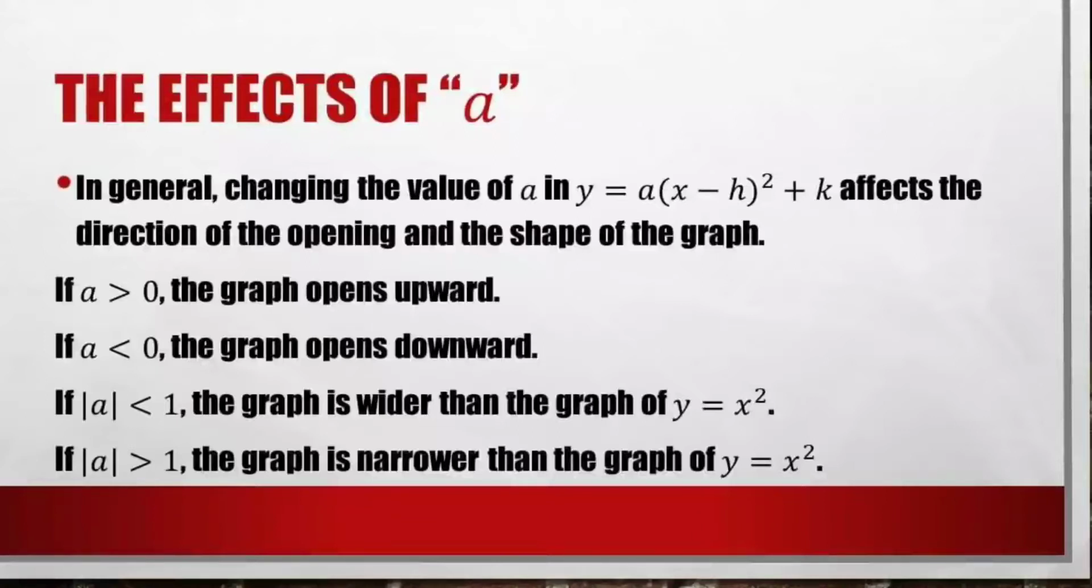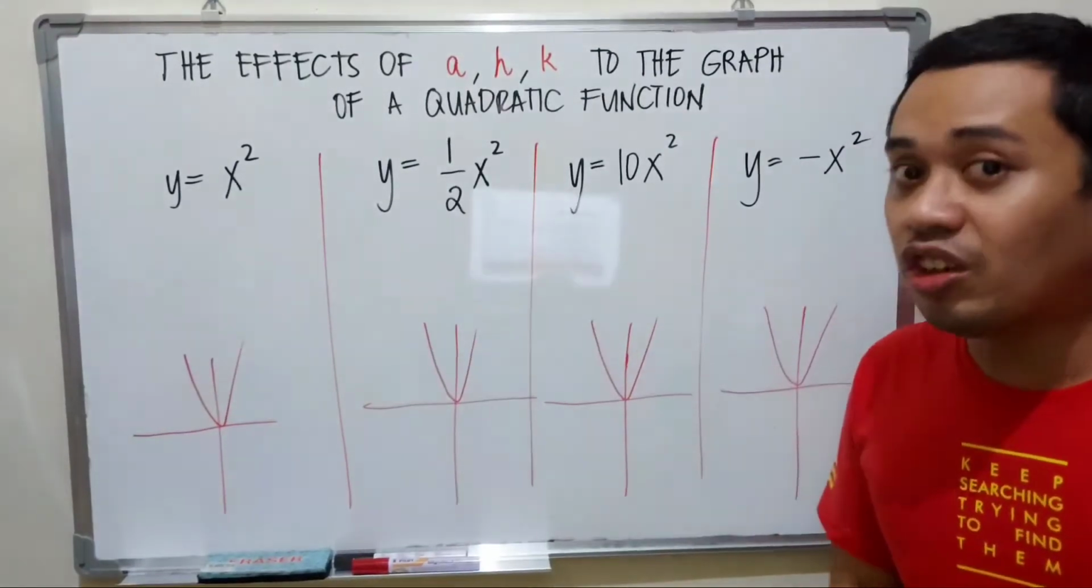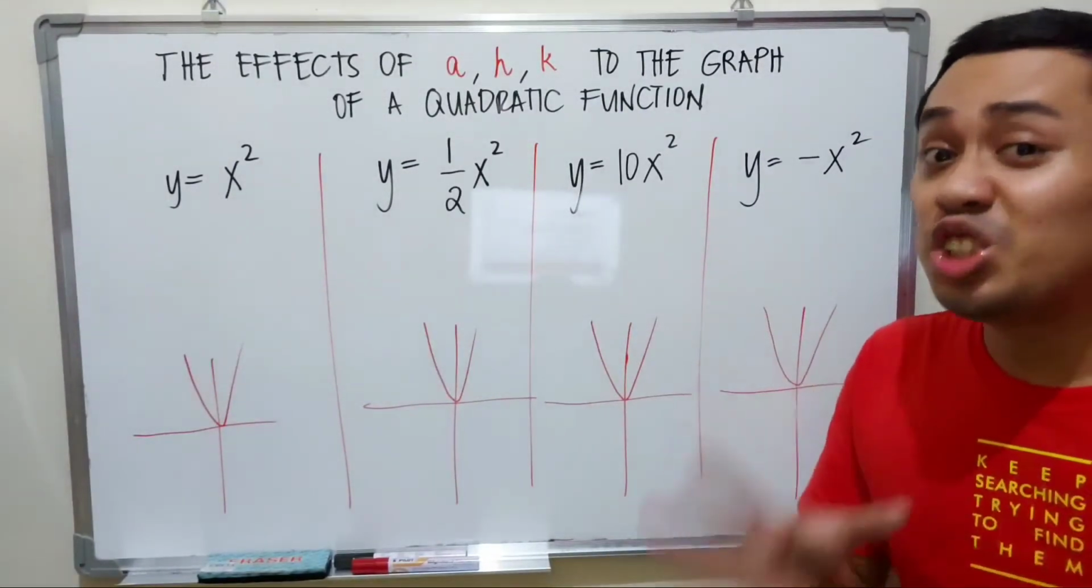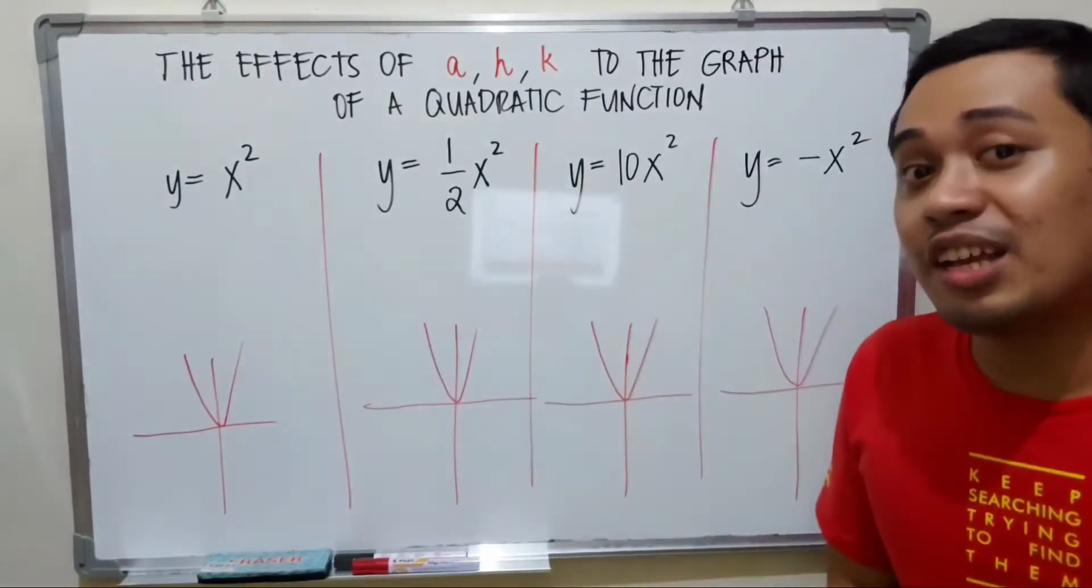If the absolute value of a is less than 1, or should we say fractions, the graph is wider than the graph of the original y is equal to x squared. If the absolute value of a is greater than 1, then the graph is narrower than the graph of the original y is equal to x squared. So yun na nga guys, kung meron tayong changing values of a sa ating equation, magkakaroon lang tayo ng changes sa shape at sa direction kung saan naka-open ang ating parabola.